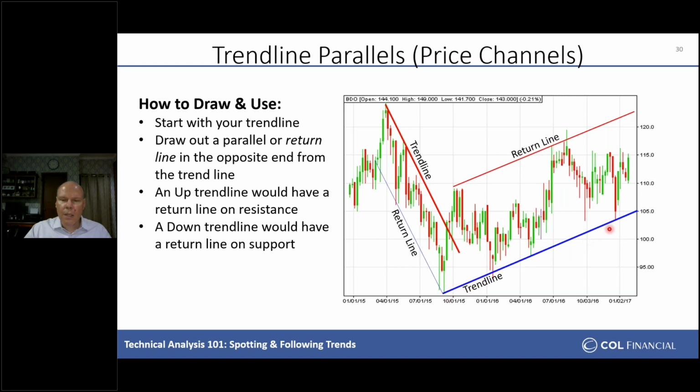So first, again, start with your trend line. So let's say in a case like this, draw out a parallel or return line in the opposite end of the trend line. So if I do this, copy this line, push it up to this upper area here, and then draw it out. And then you will have an uptrend line, which you will use as a return line on that resistance. And in a downtrend, you would have, of course, your return line placed on the lower end of the range.